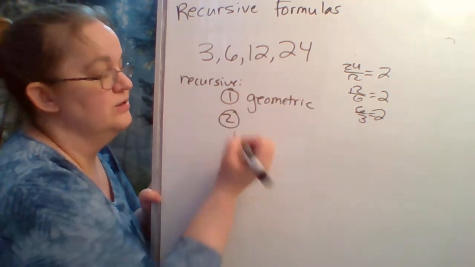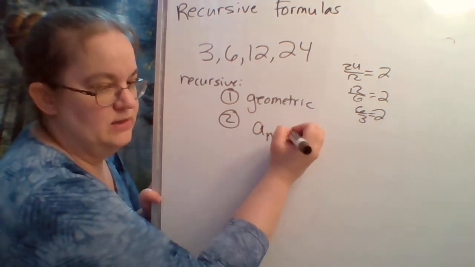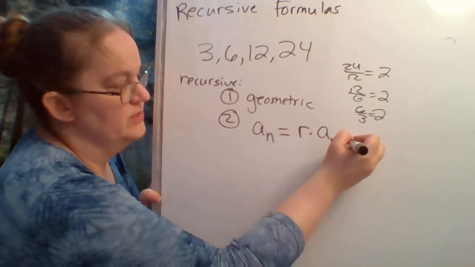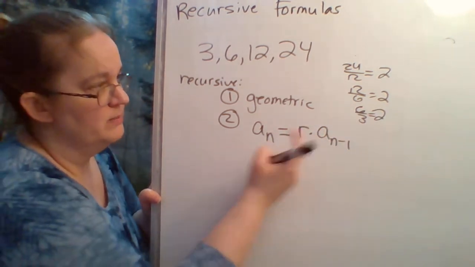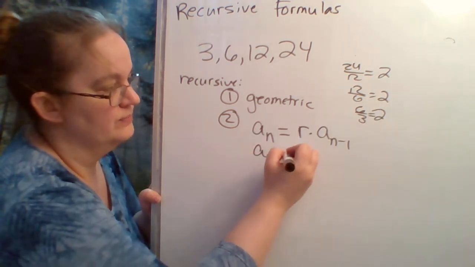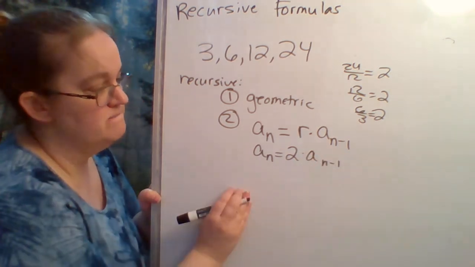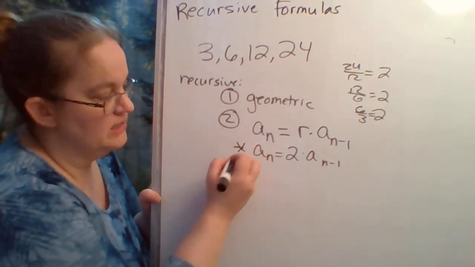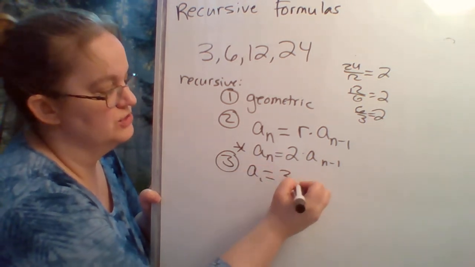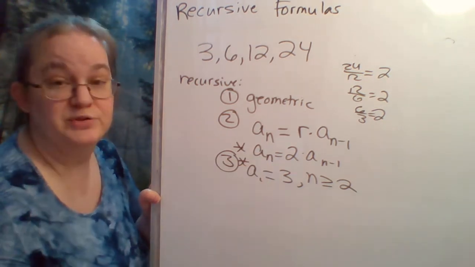Okay, then I can use my formula for a geometric sequence. So a sub n equals r times the previous term. Okay. My common ratio, which is what r represents, is 2. So I substitute in 2. Okay. And then this is part of my answer, but I also need to state what the first term is, which is 3, and my domain in order to have a complete answer. So I need both of those pieces.